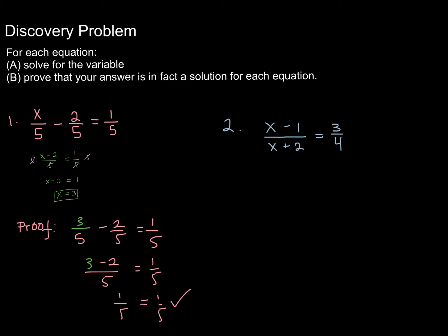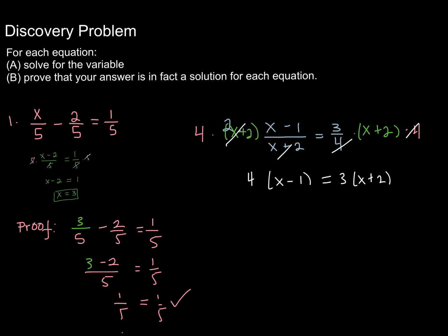Alright, let's take a look at number 2. When I take a look at this particular problem, I notice that I have a variable in the denominator, and I also have a rational expression here. So in order to get my denominators out of the way, I can multiply on both sides of my equation by both denominators.